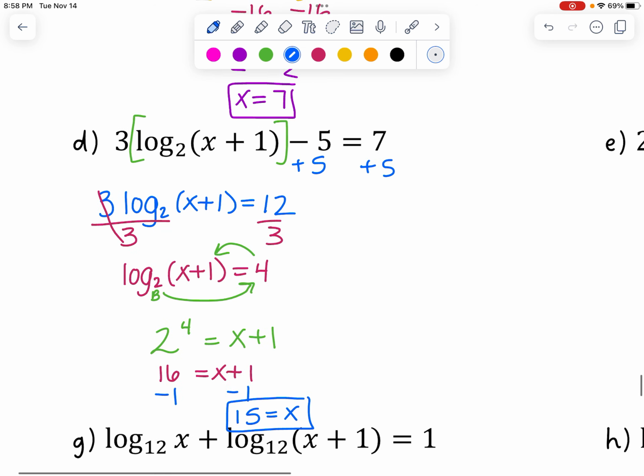Last step is to plug it back in. We only have one log here with the x. 15 plus 1 equals 16, and that is positive, so we are good.